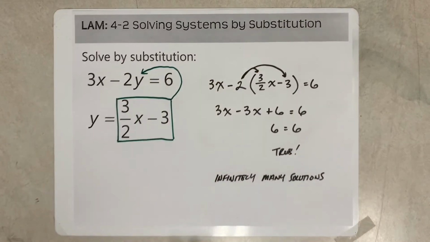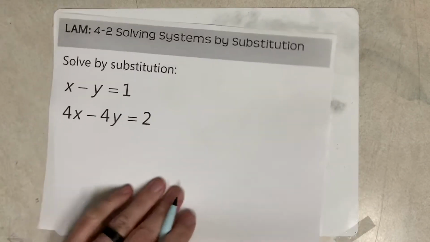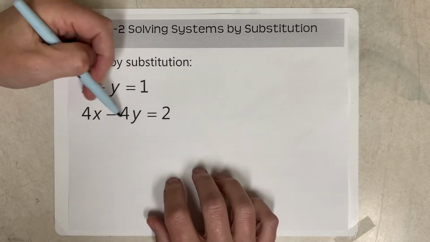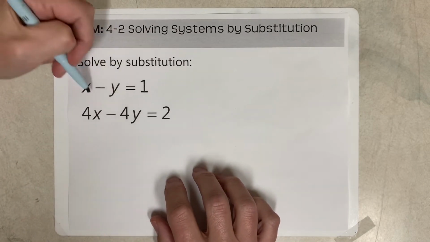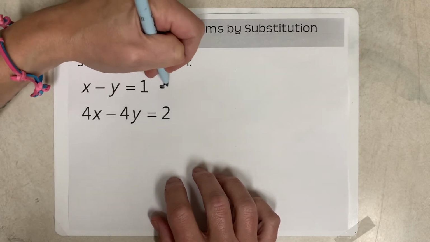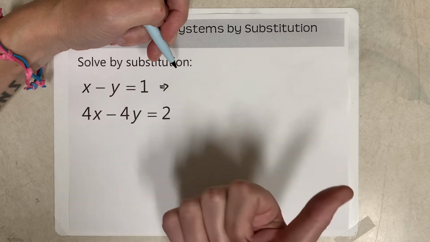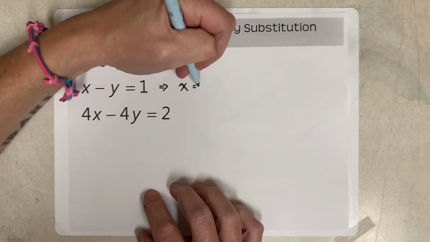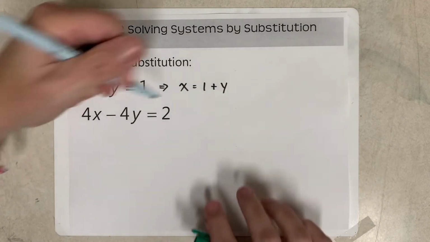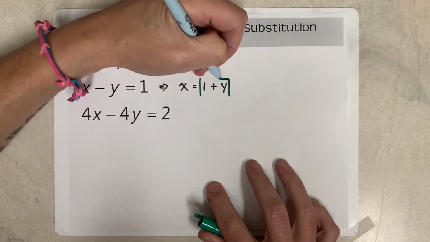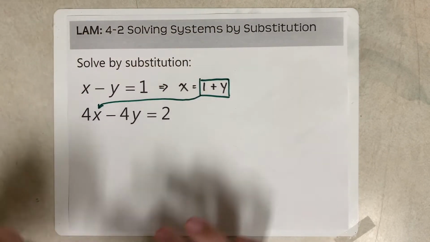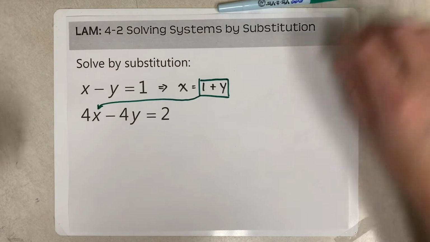And so that does happen from time to time. Okay, next example. This time we have x minus y is equal to 1 and 4x minus 4y is equal to 2. So we'll take this top equation and I'm going to solve for x, which means I'm going to move the negative y to the other side. So x is equal to 1 plus y. All right, so now I'm going to take this for x and substitute it into the other equation for x. And let's see what happens.